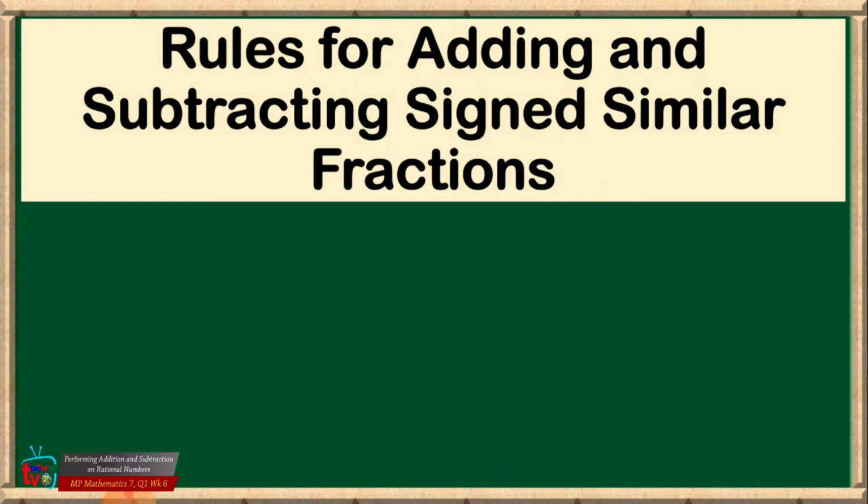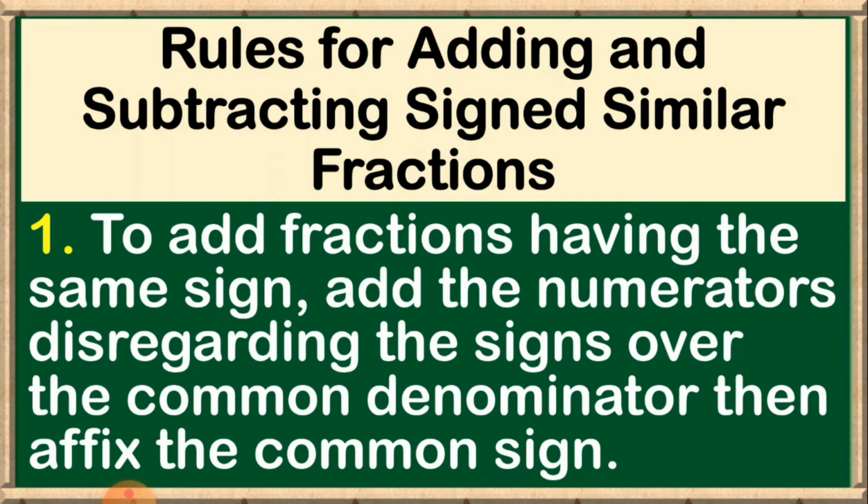The rules for adding and subtracting signed similar fractions. To add fractions having the same sign, whether both positive or both negative, add the numerators, disregarding the signs, over the common denominator, then affix the common sign.